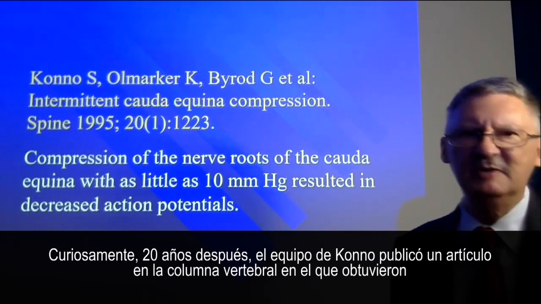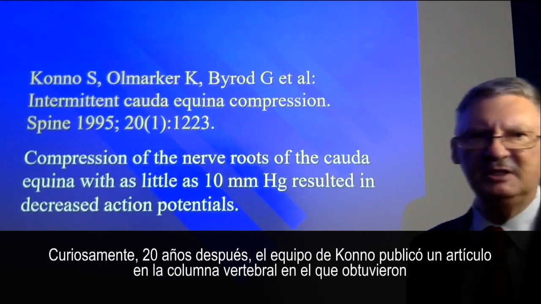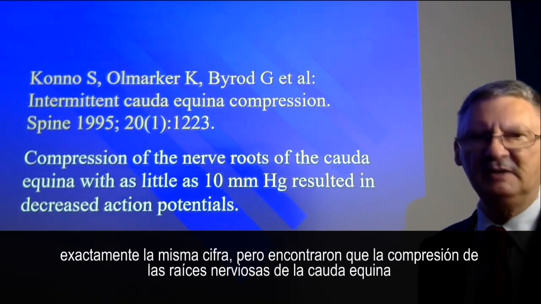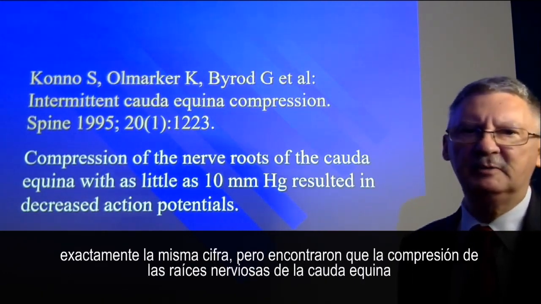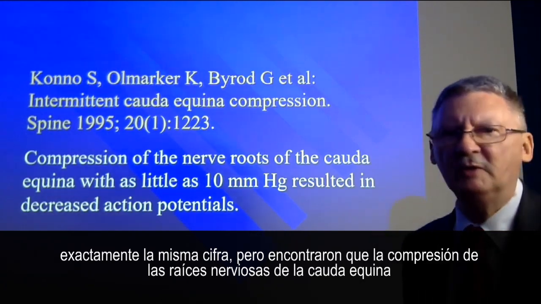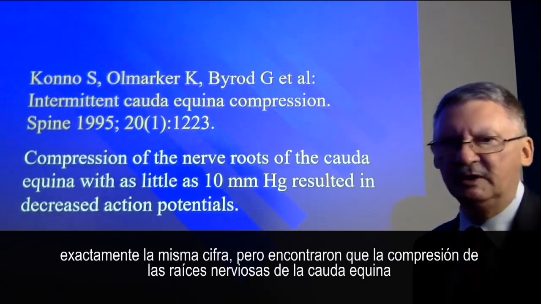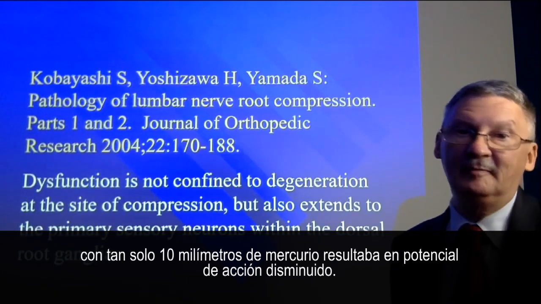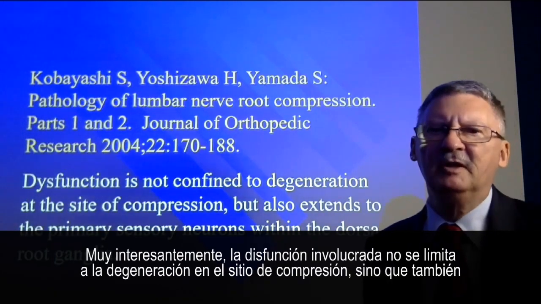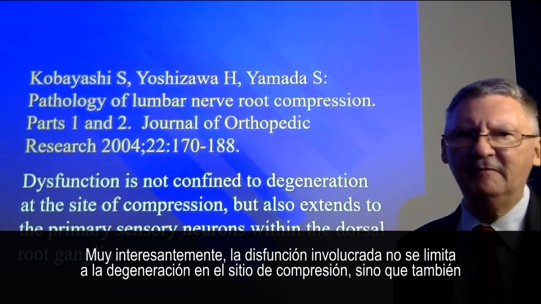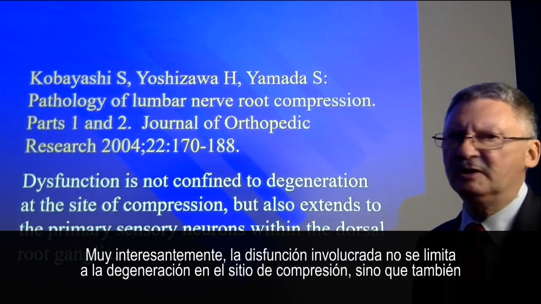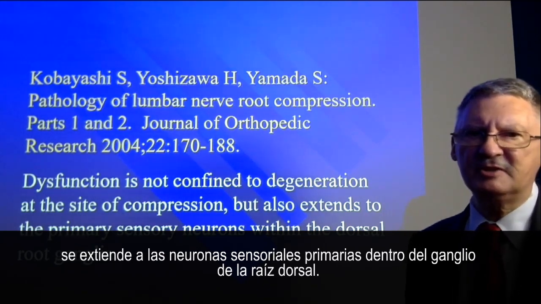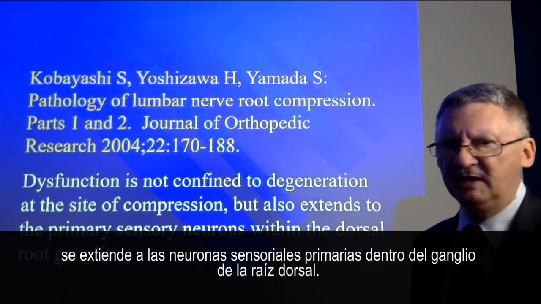Interestingly, 20 years later, Kano's team published a paper in Spine where they came up with exactly the same figure. They found that compression of the nerve roots of the cauda equina with as little as 10 millimeters of mercury resulted in decreased action potentials. Very interestingly, the dysfunction involved is not confined to degeneration at the site of compression, but also extends to the primary sensory neurons within the dorsal root ganglion.